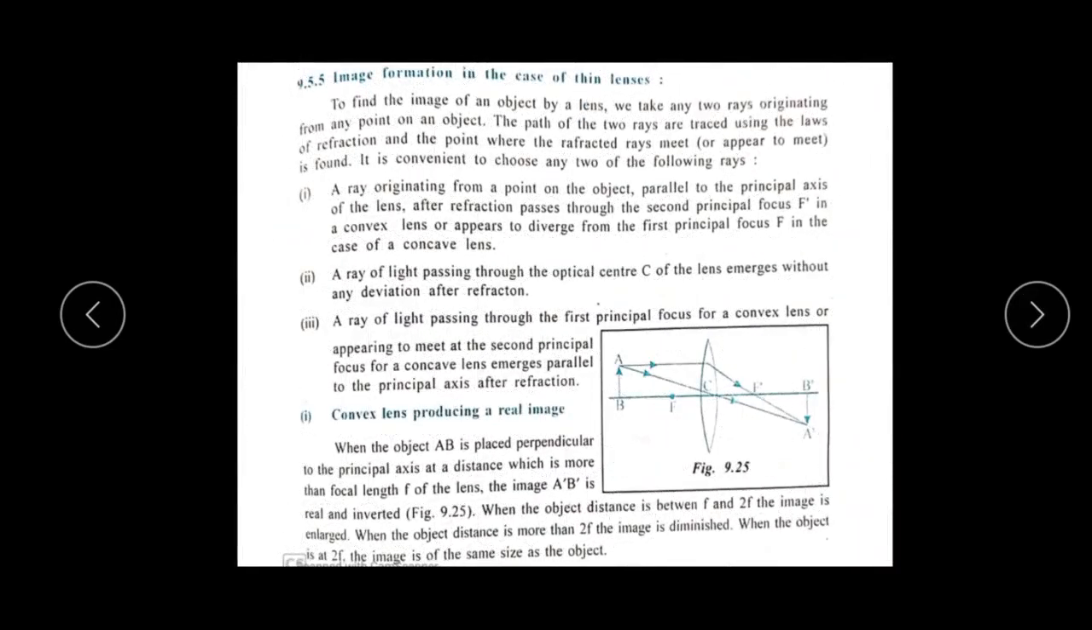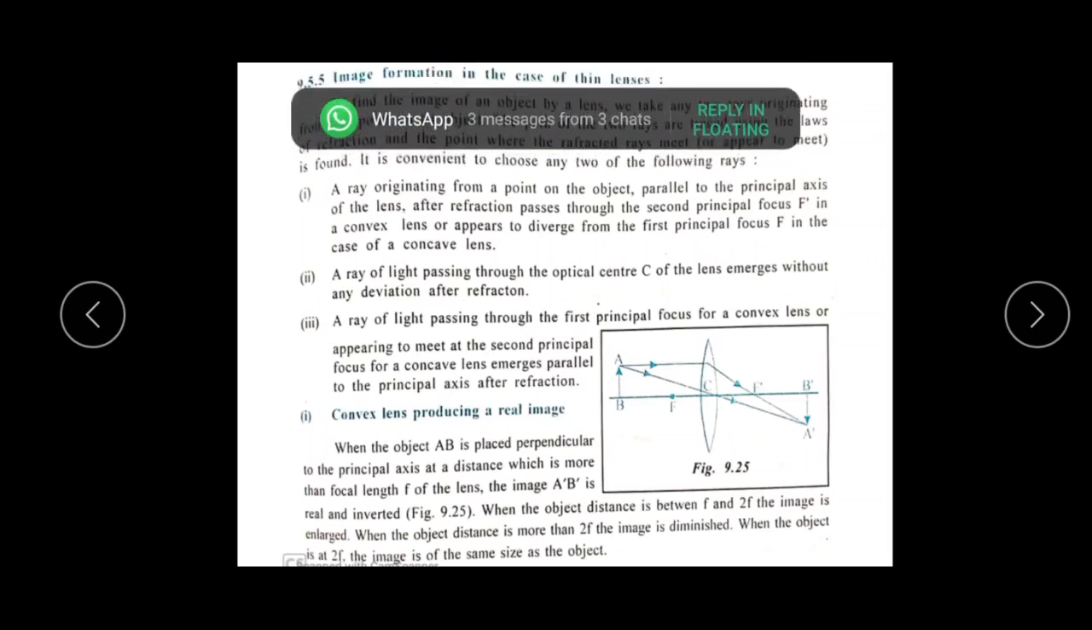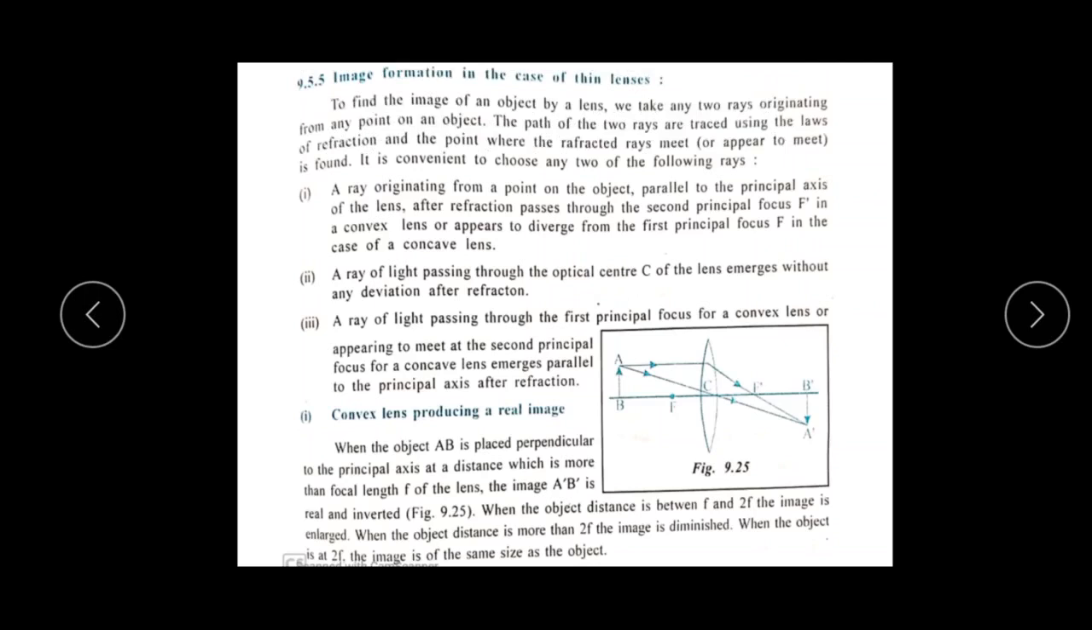The next one is very important: image formation in the case of a thin lens. How are images formed in the case of a thin lens? To find the image of an object by a lens, we take any two rays originating from any point on the object. The paths of the two rays are traced using the law of refraction, and the point where the refracted rays meet, or appear to meet in the case of divergence, is found. We choose any two of the following rays.